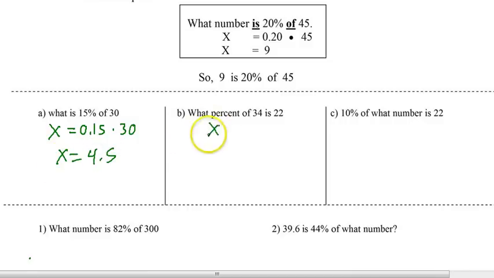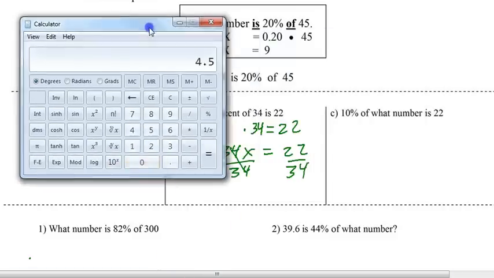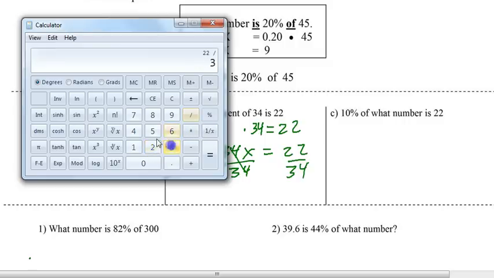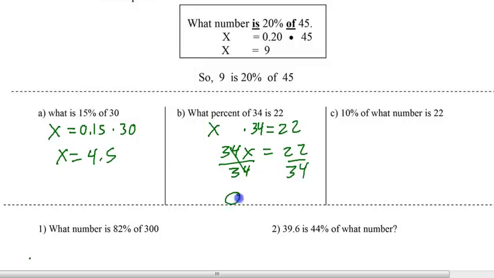Let's try another one. What percent? So we put x times 34 is equals 22. And this gives us this equation, 34x. Remember, it's commutative, so we're going to multiply it, 34 x's. So we divide by 34, plug it in the calculator, 22 divided by 34, and it's 0.647. Double check that. Yes.